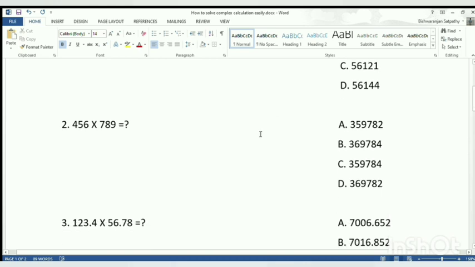So let's move on to the second question, which is 456 into 789. We have glanced over the options. Okay, these are the options. You can see 359782, 369784, 359784, 369782. So if you multiply the unit digit of this number and this number, then it will become 54, right? So in the unit place of the answer we should get 4. So after seeing the options, we can say that either B is our answer, or C is our answer. Okay, so what should we do here?